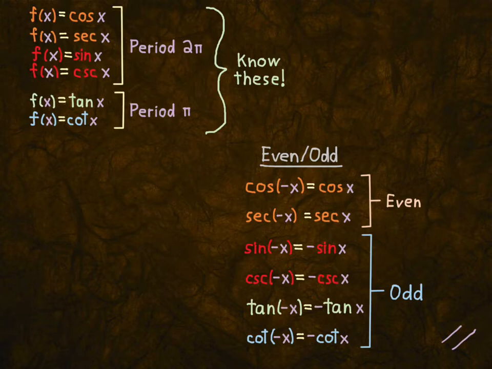And that's what happens with all the rest of these. So sine of minus x equals minus sine of x. So if I wanted to find sine of negative pi over 3, I could just find the negative of sine pi over 3. Right? It just makes the computation slightly easier. Same thing with cosecant, same thing with tangent, and same thing with cotangent.